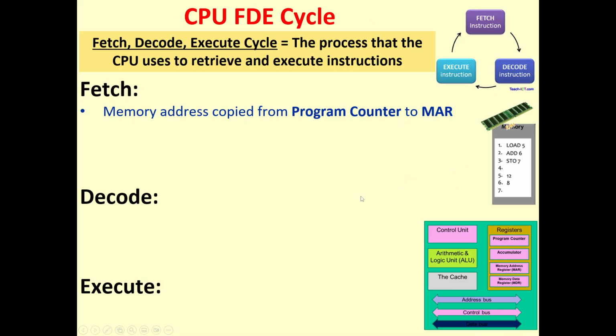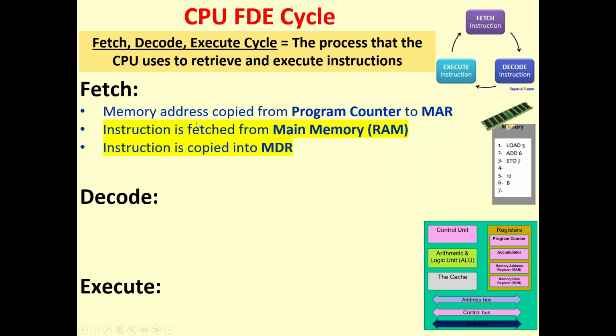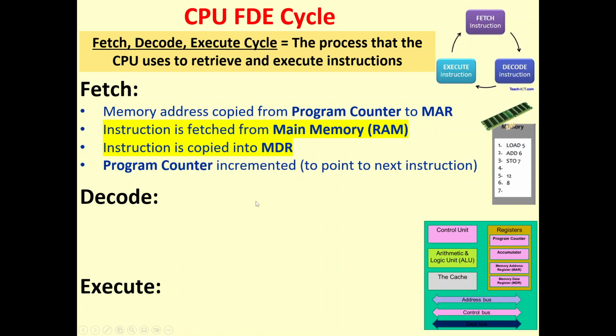Okay, let's make sure we understand the basics. What do you need to know for the exam? Fetch. The memory address is copied from the program counter to the MAR. That's the first thing that happens. That instruction is then fetched from main memory. If you can remember that, that's easy. The instruction is fetched from main memory. And the instruction is copied into the MDR in the CPU. From memory, copied into the MDR. The program counter is then incremented to point to the next instruction. So there are 4 things you could say there. I recommend the ones in yellow, the easiest to remember.